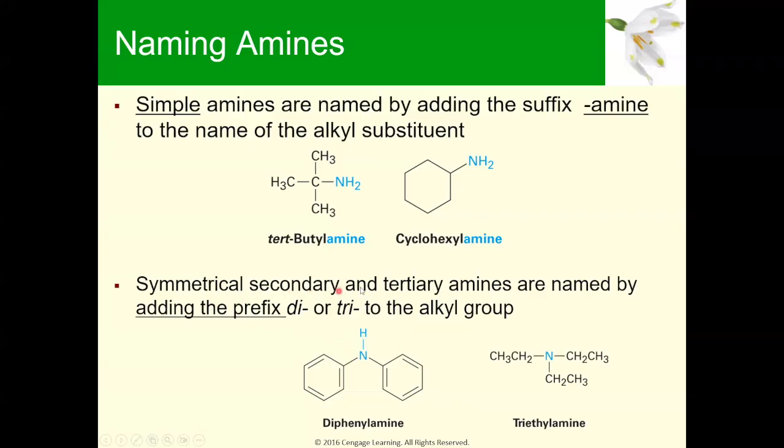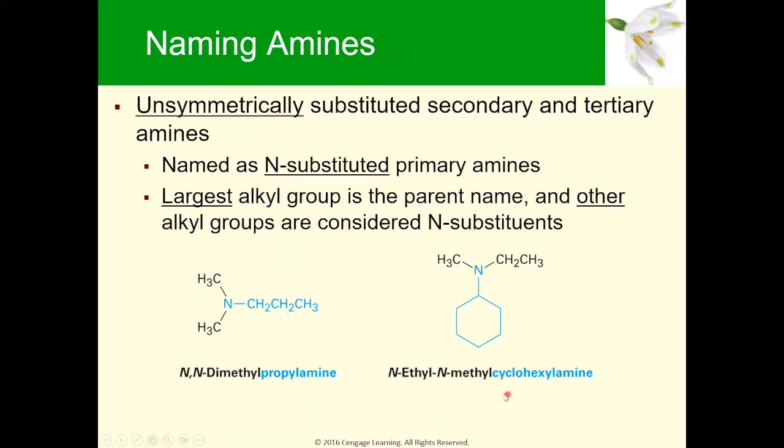So symmetrical secondary and tertiary amines are named by adding the prefix di or tri to the alkyl group or the aryl group. Like in this case, it's diphenyl. These are aryl groups. There's 2 of them, they're identical, so we would just say diphenylamine. This has got 3 ethyl groups, so we would just say triethylamine.